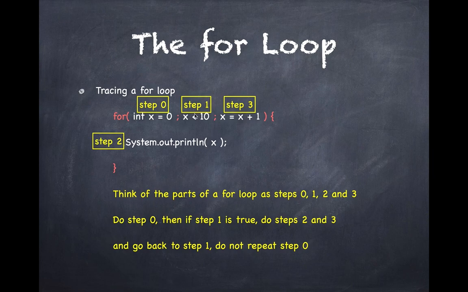So it's kind of like the process of the while loop. It just looks different for a for loop. Okay, so hopefully that makes sense. And we're going to go ahead and show an example of tracing through this loop using this table.